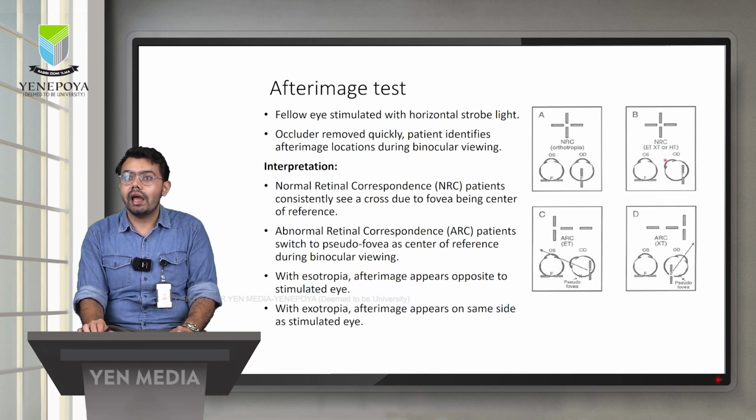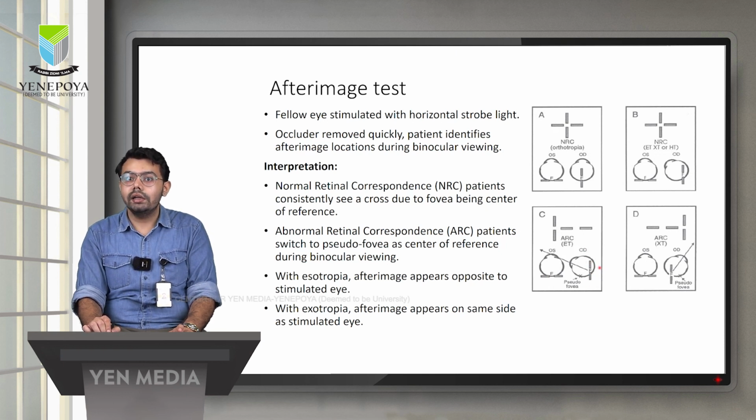But if a patient is having exotropia or esotropia but has a normal retinal correspondence, that time also the patient will see a plus or a cross. But in this test, if a patient is having esotropia and the image is not falling on the fovea or the pseudofovea, in a patient who is having ESO, the image will fall as an exo. So the right eye image here is falling on the left side and the left eye image is falling on the right side. So this is the only test in which the ESO is perceived as an exo image and the exo is perceived as an ESO image.